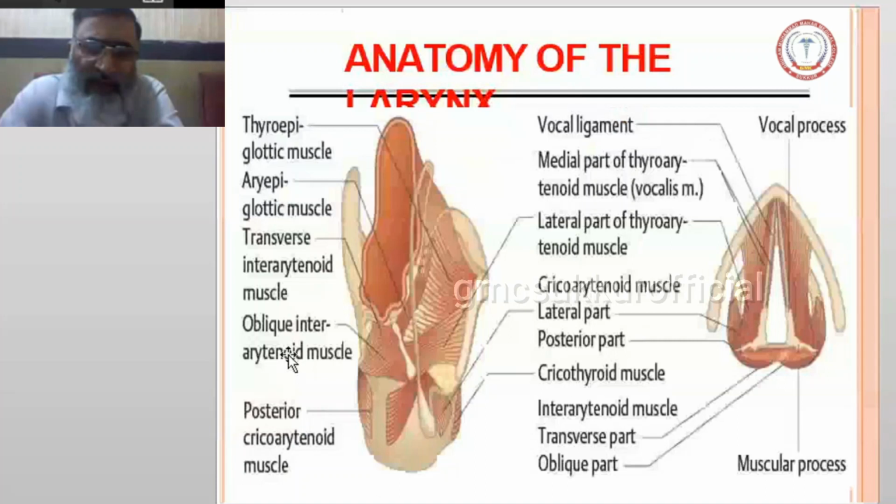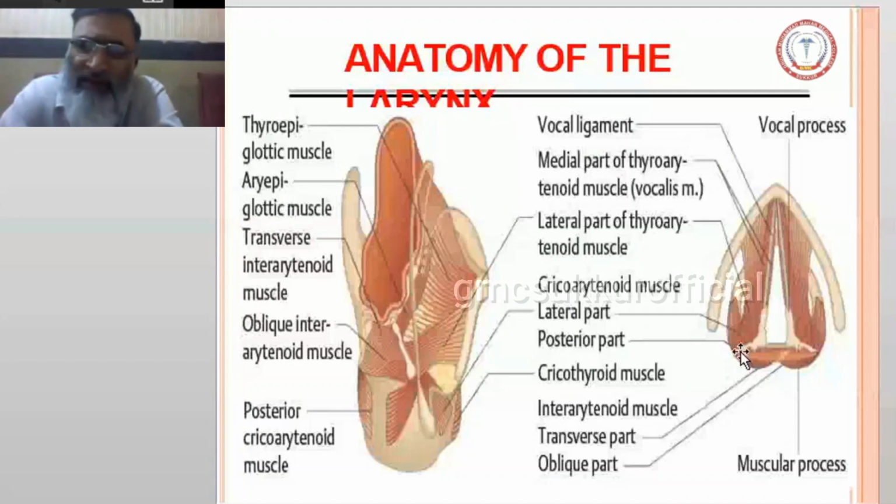Second one, you will see here. This one is the hyoid bone, and these are the vocal cords. So it has the single unpaired cartilage, that is the epiglottis. Then it has the paired cartilage, which is the arytenoid cartilage. This one is the arytenoid cartilage having the vocal process, and this is the muscular process. Now this vocal process forms the vocal cord.